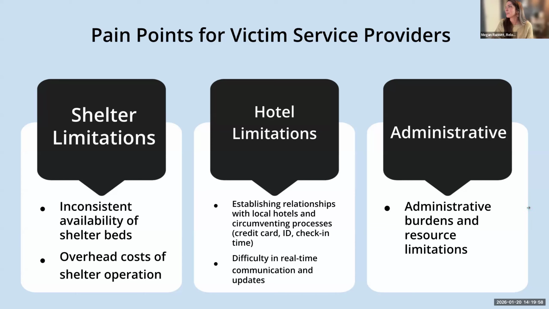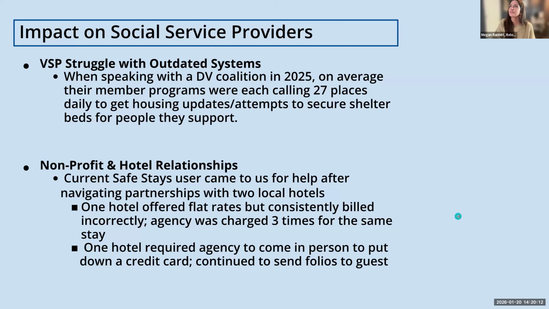And there will consistently be administrative or bureaucratic pain points for victim service providers, of course, administrative burdens and resource limitations, something that we will definitely be talking about later as well. So VSPs struggle with outdated systems. It, again, has a massive impact on social service providers. I was personally speaking with a DV coalition last year and was told that on average, their member programs were each calling 27 places daily to get housing updates or trying to attempt to secure shelter beds for the people they support.